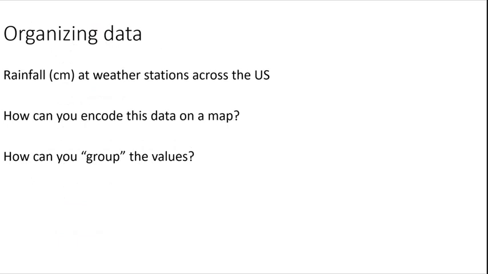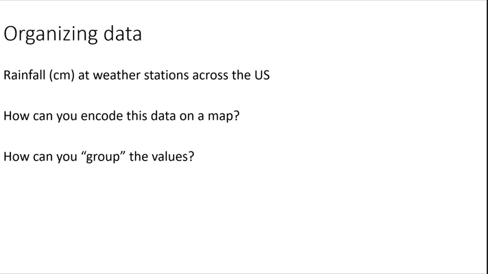Okay, so organizing your data. Imagine you have a bunch of rainfall data at weather stations across the US. How could you deal with that? You've got specific locations, and then you've got a range of values, quantitative, continuous data, measuring rainfall at a bunch of weather stations. What could you do? What can you vary? We've talked about this a lot. You might start with points, and then you could change them according to size, or you could change the color according to the variables, right?